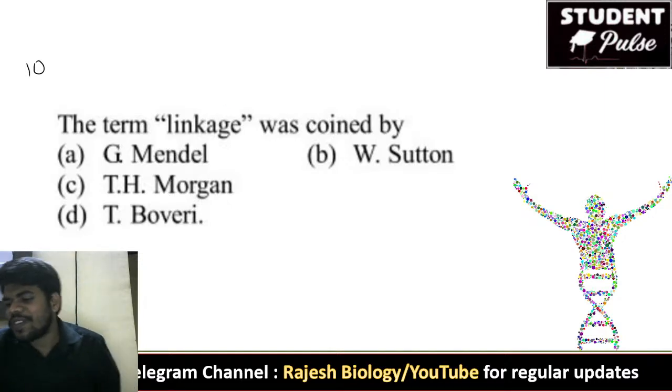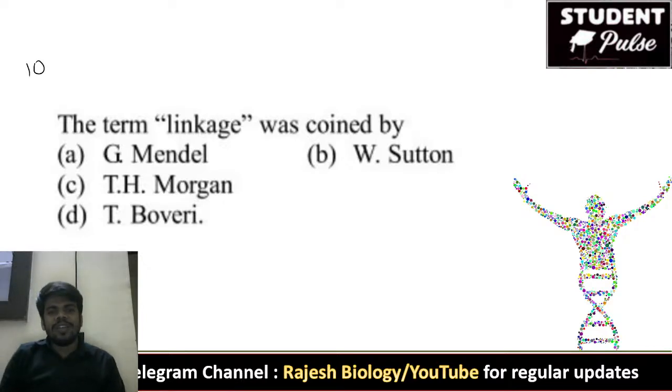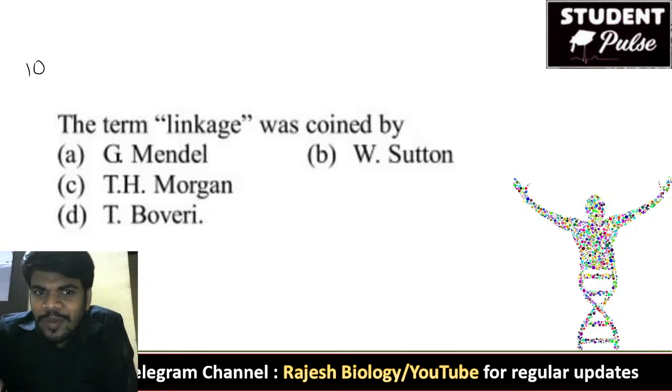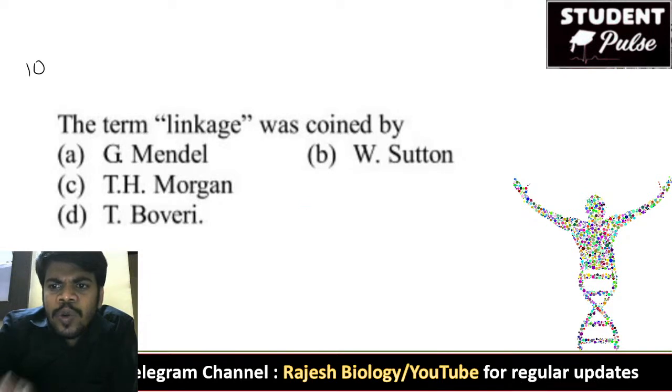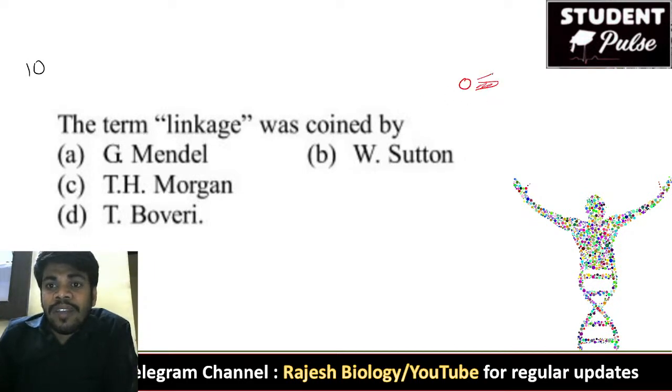The term linkage was coined by whom? Of course, it may not be mentioned in the NCERT, but it is somewhat important. I'll give a clue: the scientist who worked on Drosophila melanogaster invented the term linkage. He observed linkage for the first time by observing the Drosophila melanogaster eye color, body color, and wing size. So, perfect, Sahina, T.H. Morgan is the scientist who worked on Drosophila melanogaster.